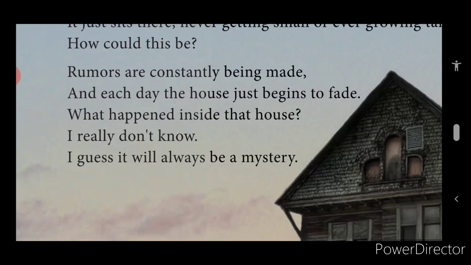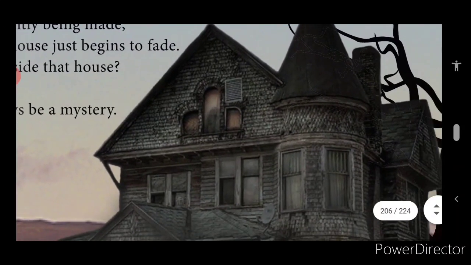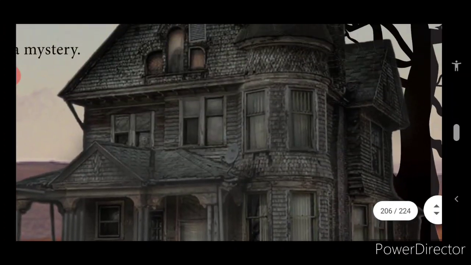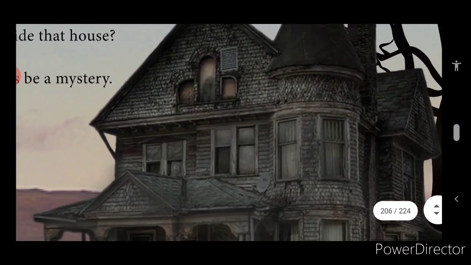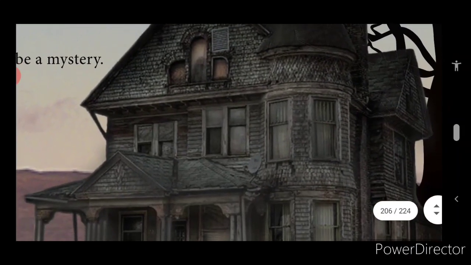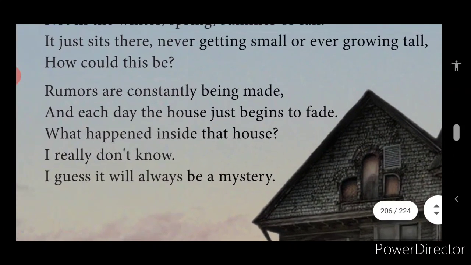Rumors are constantly being made. Rumors, in the sense, children, just imagine when you see this type of house, what sort of rumors you will get, what sort of thing your friends will say related to this house. As if there is some spirit inside, some devil, some ghost inside. No, this is what people say. That is what a rumor is. Rumor, in the sense, is something which is not real. Constantly being made, na, continuously people keep on making or saying something related to this house in the tree.